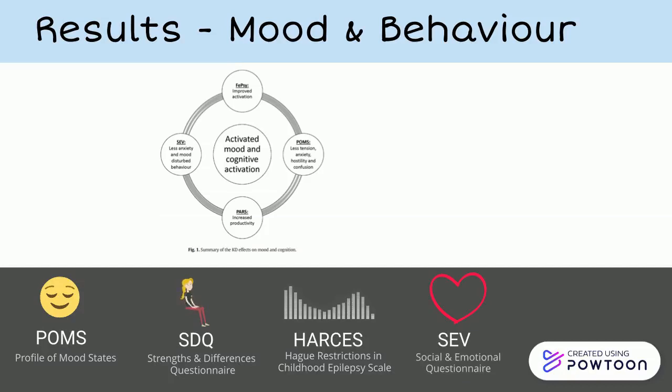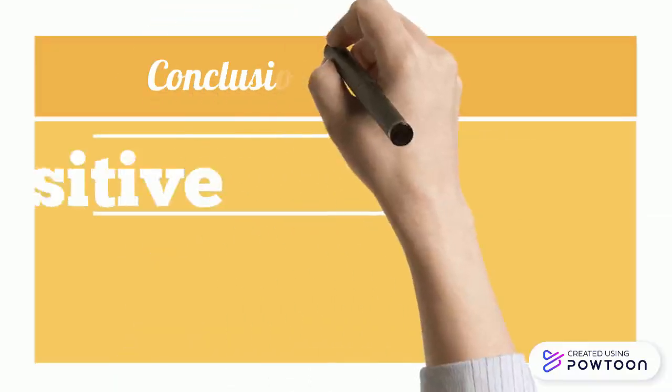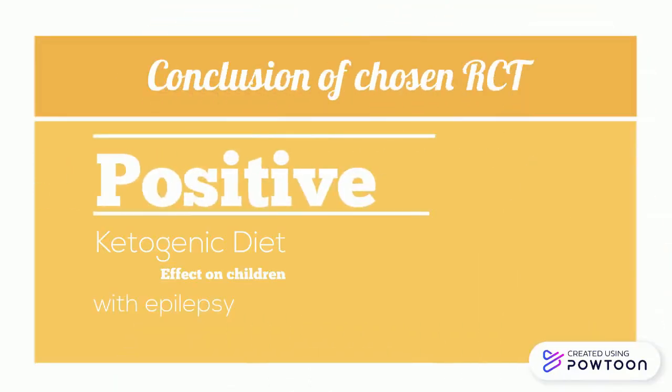The results displayed an improved mood state, and the participants reported less tension, anxiety, hostility, and confusion, and they also stated an increased productivity and activation. At the conclusion of the RCT, the ketogenic diet was proven to have a positive effect on children and adolescents suffering from epilepsy.